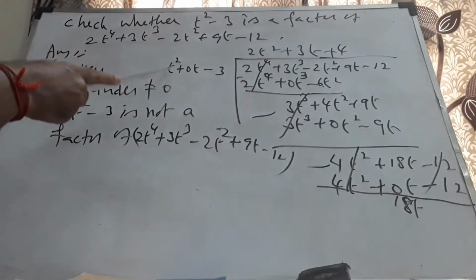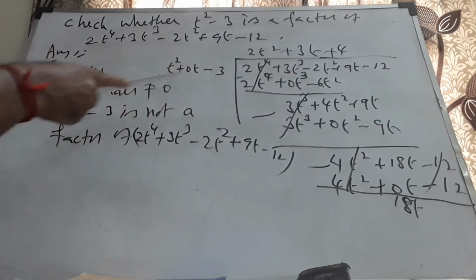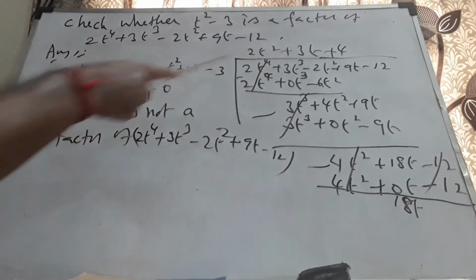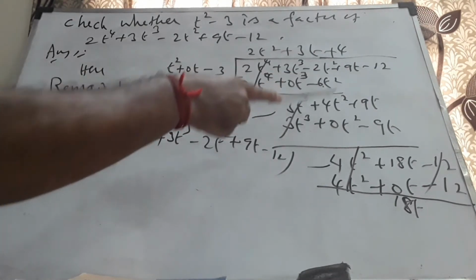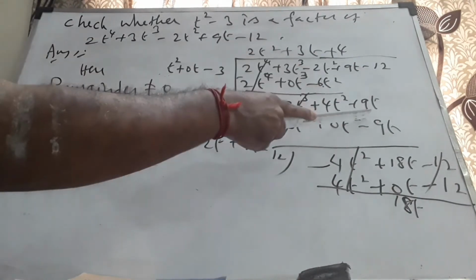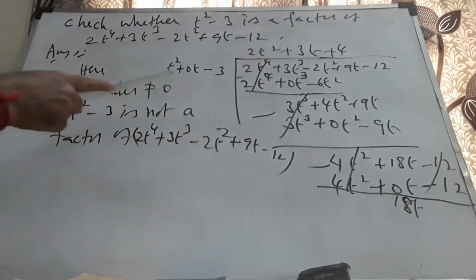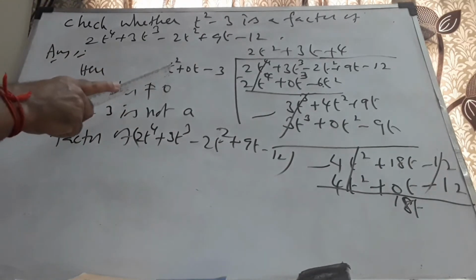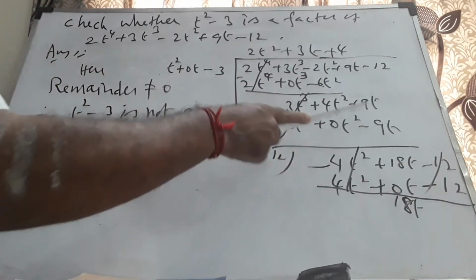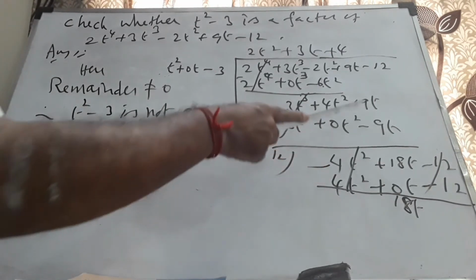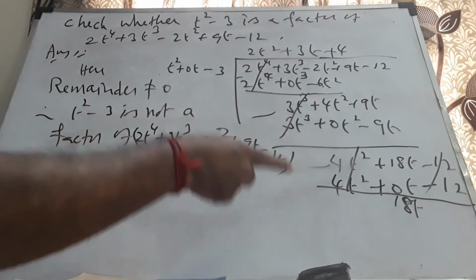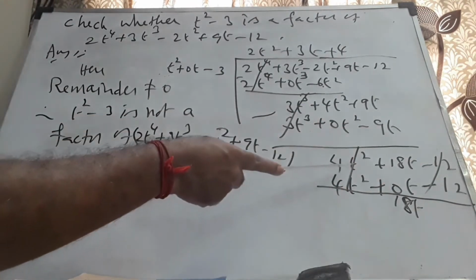Now 2t power 4 by t square is 2t square. 2t square into t square is 2t power 4 plus 0t cube, minus 6t square. Subtraction gives you 3t cube plus 4t square. Bring 9t down. Now 3t cube by t square is 3t. 3t into t square is 3t cube. 3t into 0, 0t square minus 9t. Of course, this is 18t.